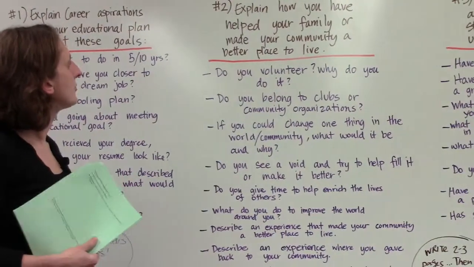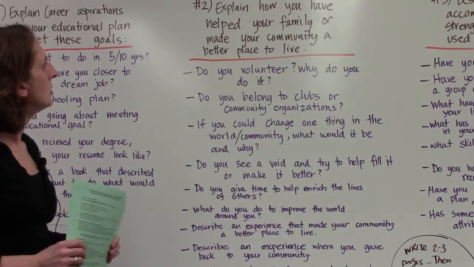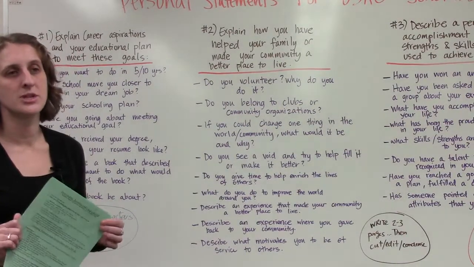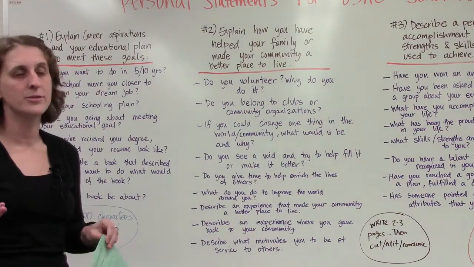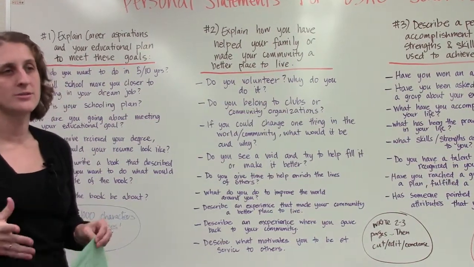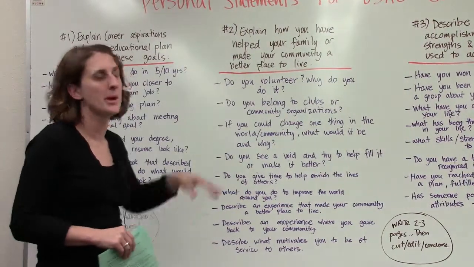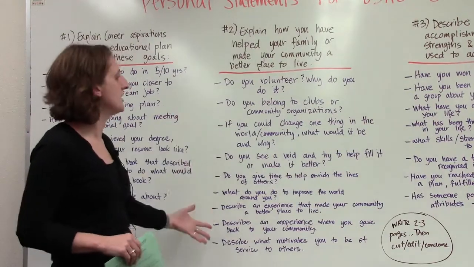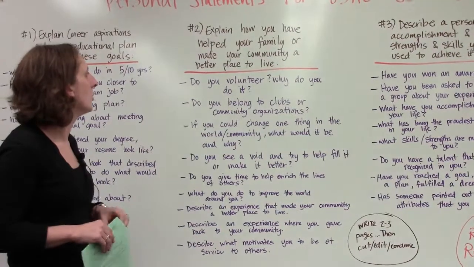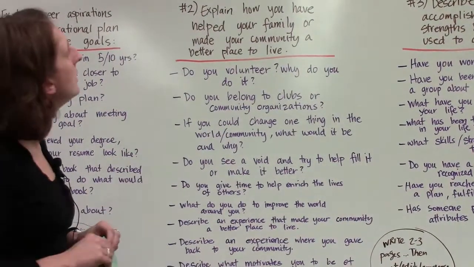Explain how you've helped your family or made your community a better place to live. In the first part of the presentation, we went over listing some of your hobbies, your organizations, and your activities inside of school and outside of school. This will also help you write this up. Again, pause and read over the teaser questions. These will definitely help you if you get stuck thinking about what to write here. So let's move on to the third one.